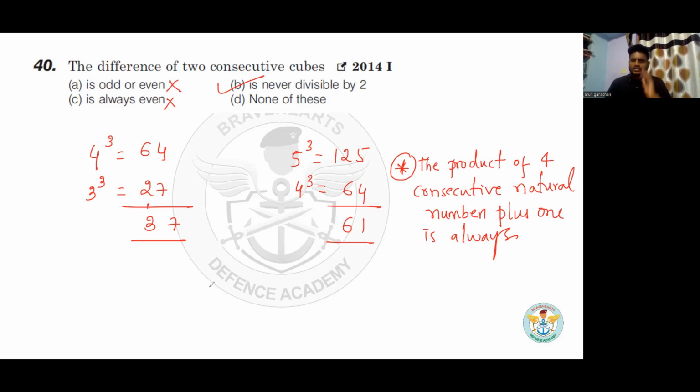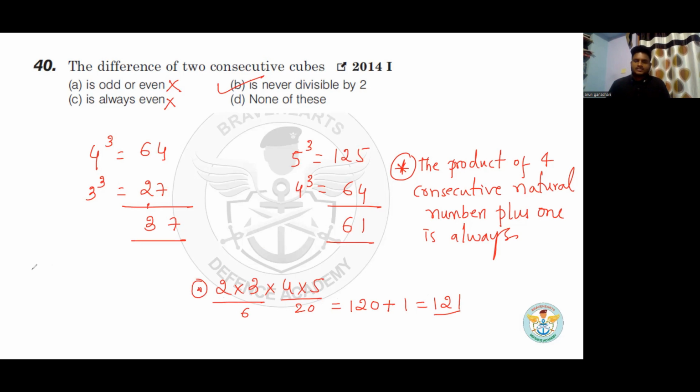A product of any 4 natural numbers. Take from 2, 3, 4, 5 itself. 2 into 3 into 4 into 5. 4 5 are 20. 2 3 is 6. So 20 into 6 is what? 120. Now if I add 1 to it, it will become what? 121, which is a square.